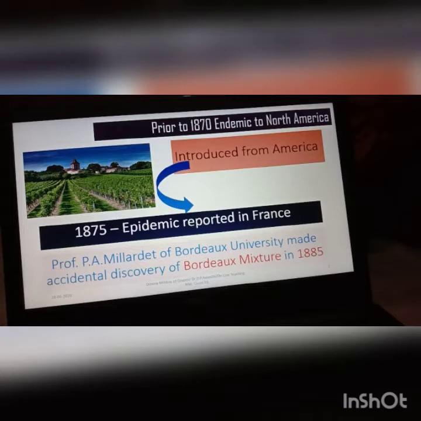France. So it was in search of chemical control of this disease to save vineyard plantations that Professor P.A. Millardet of Bordeaux University made the accidental discovery of Bordeaux mixture in the year 1885.